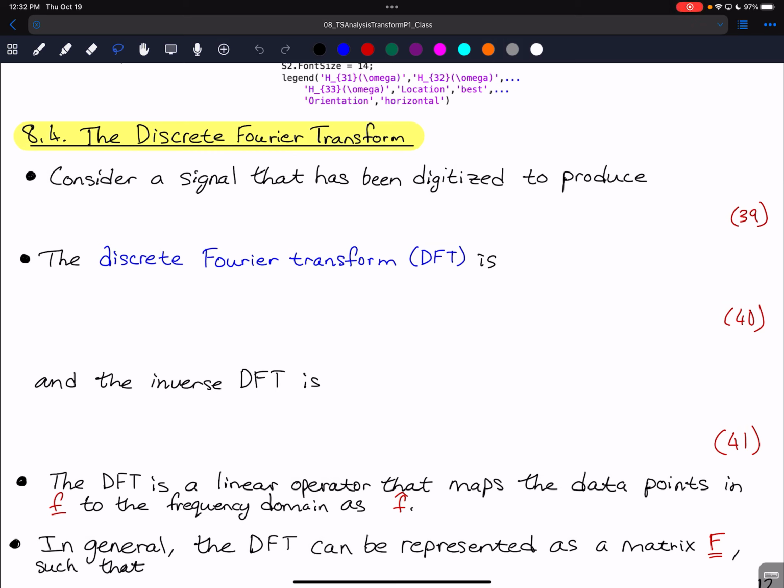Okay, so we are continuing our discussion of Fourier transform. Today we're going to go through the discrete Fourier transform, and then we'll look at the fast Fourier transform, and then we'll switch to just doing worksheet 4, like I said.